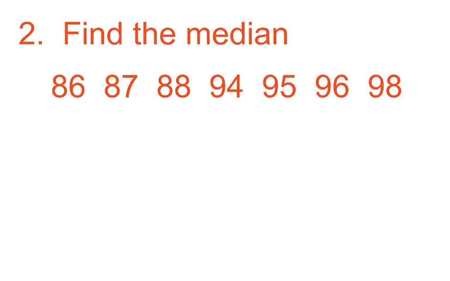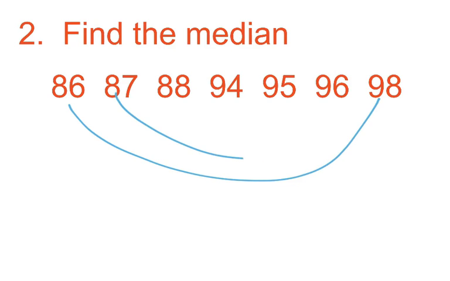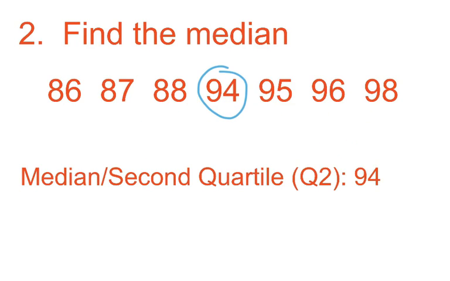Our second step is to find the median. So we are going to count until we find the number in the middle. The number in the middle is 94. So 94 is our median, and it's also referred to as the second quartile or Q2, 94.